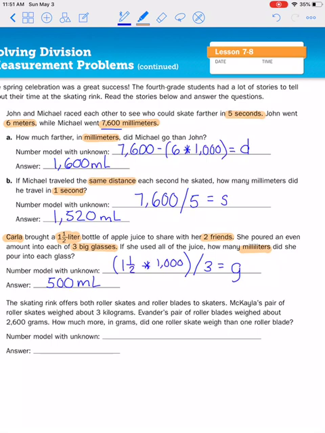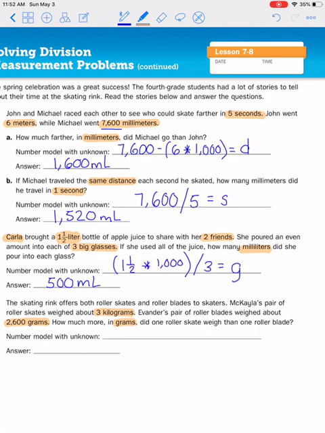So in the first problem with John and Michael, they were talking about speed and distance. The next problem, they were talking about fluid volume. And now we're talking about weight, how much things weigh. So let's highlight our important information. Michaela's pair of roller skates weighed 3 kilograms, and Evander's pair of roller blades weighed about 1,600 grams. How much more in grams did 1 roller skate weigh more than 1 roller blade?